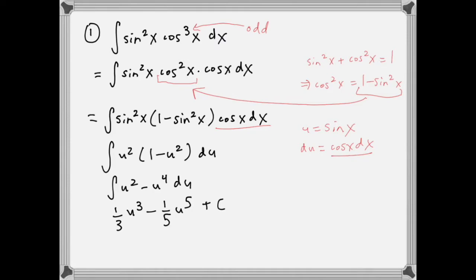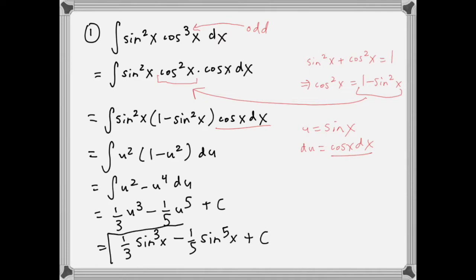So far, that's our answer if we were to leave it with u's, but we can't. So we need to convert those back to sines. So u is sine x, right? So this would be sine cubed x minus 1/5 sine to the fifth x plus c.